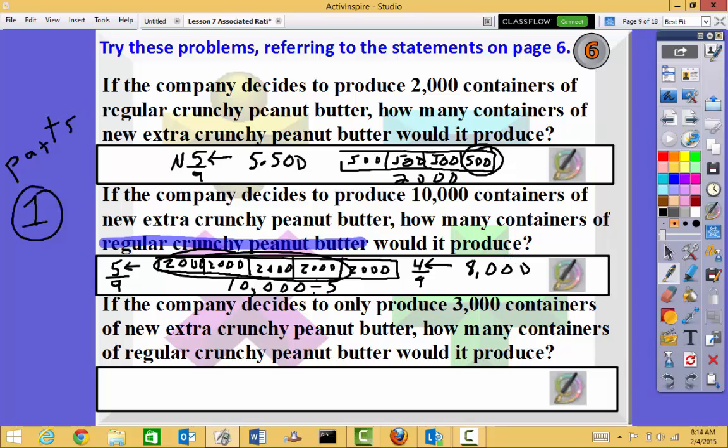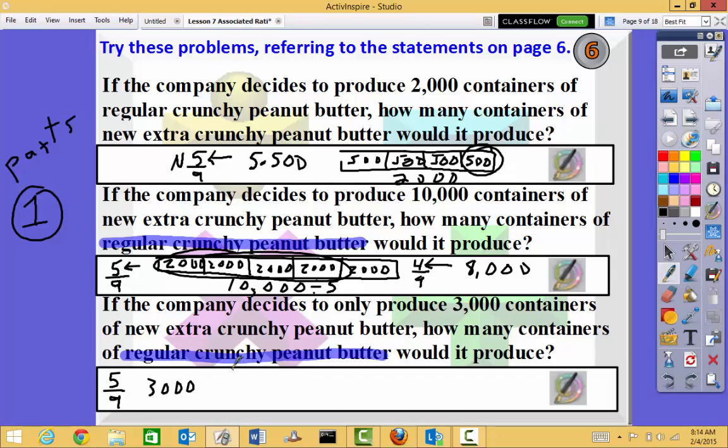So let's look at this last one. The company decides to produce only 3,000 containers of new extra crunchy. So I'm going to write down new extra crunchy is that 5 to 9 ratio and 3,000. How many containers of regular crunchy would it produce?